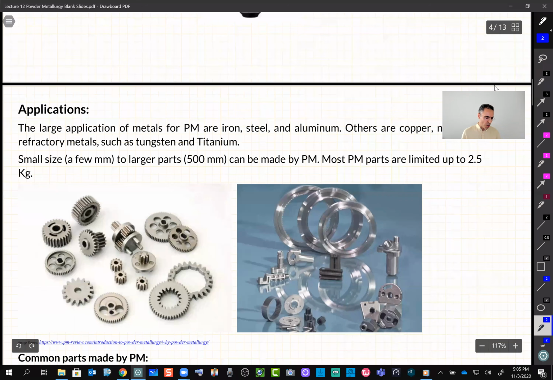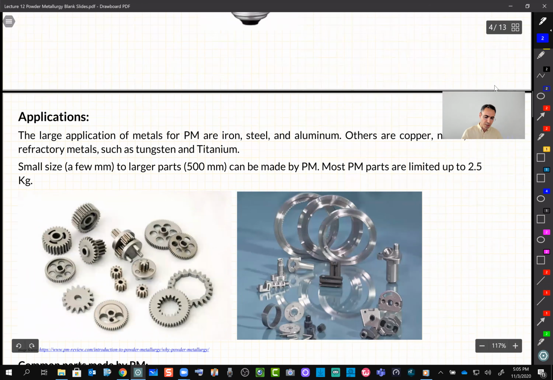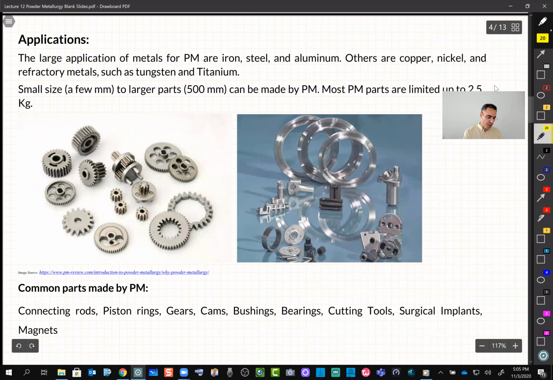Okay, so if we want to say the main applications of powder metallurgy in terms of metals, in industry, iron, steel, and aluminum are the main users of this process. Copper, nickel, and also, as I said, refractory metals which have a very high melting point, such as titanium and tungsten, are also materials that people frequently use this approach to make things out of.